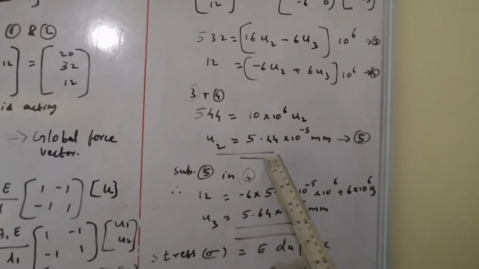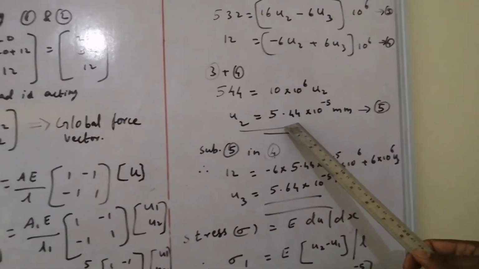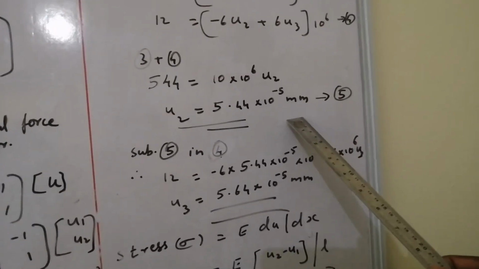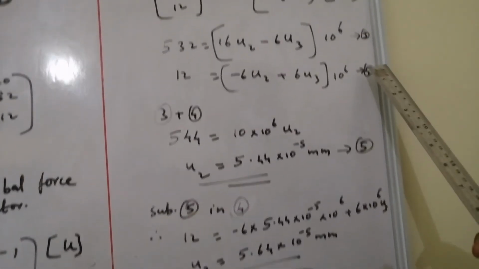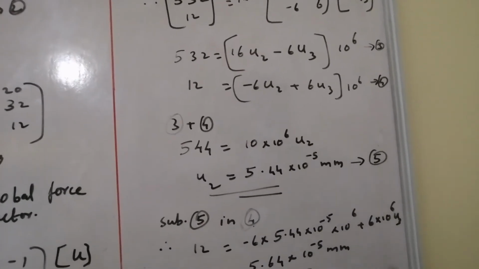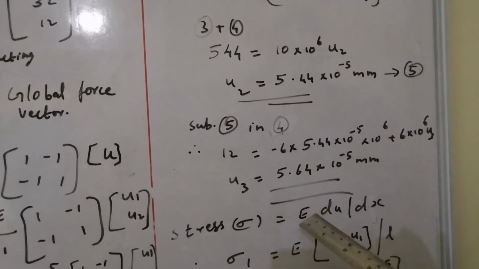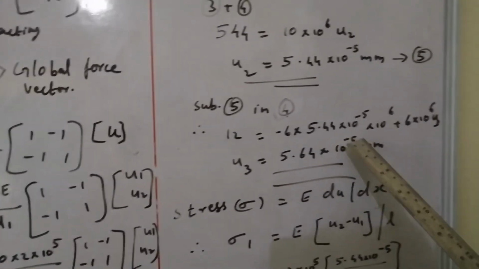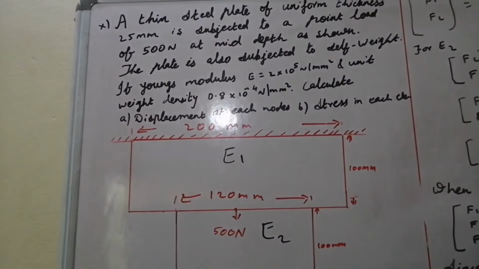From here you will get the value of U2. That is U2 equals 5.44 into 10 power minus 5 mm. And we are substituting this value in this equation. While solving that, you will get the value of U3 equal to 5.64 into 10 power minus 5 mm. Now we have found the displacement at each node. So we have found U2 and U3, and U1 is equal to 0.